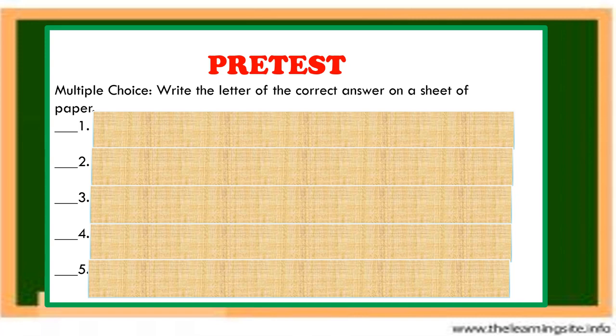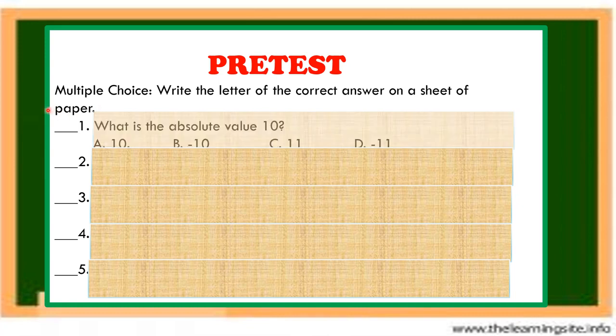We have a pretest. Multiple choice. Write the letter of the correct answer on a sheet of paper. Number 1. What is the absolute value of 10? Letter A, 10. Letter B, negative 10. Letter C, 11. Letter D, negative 11.